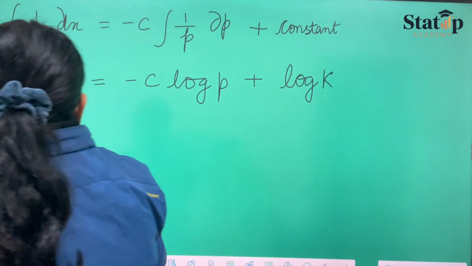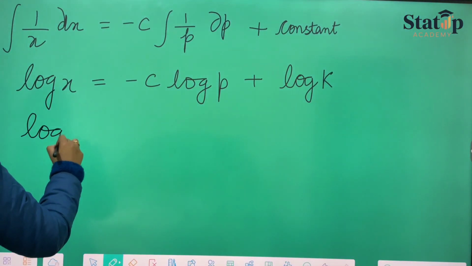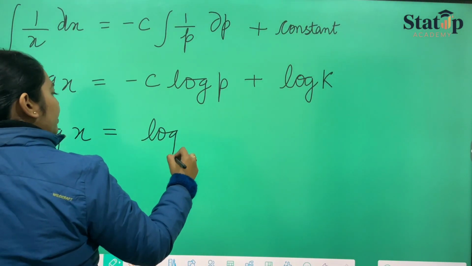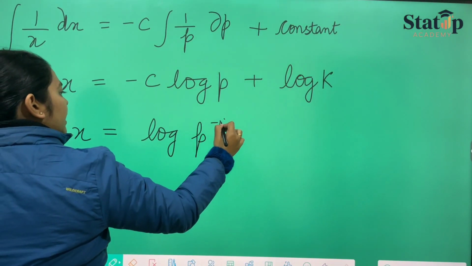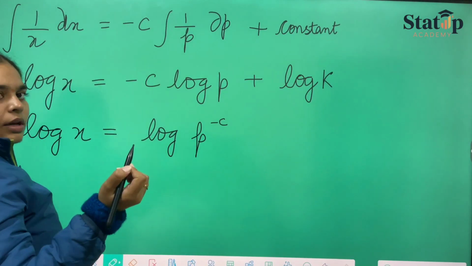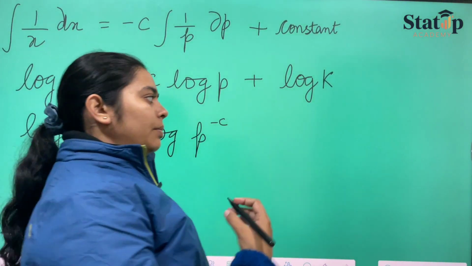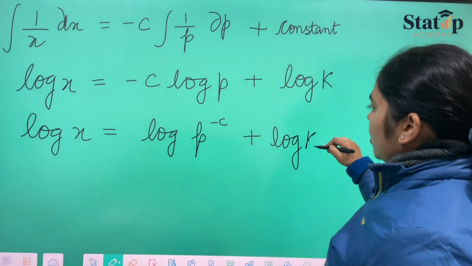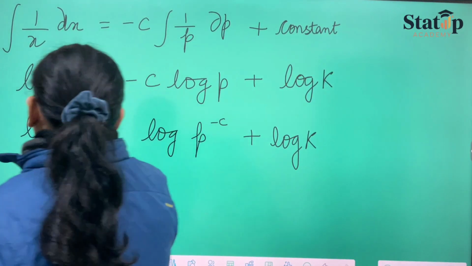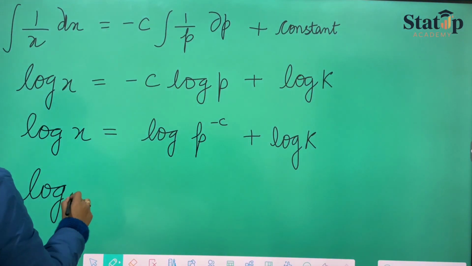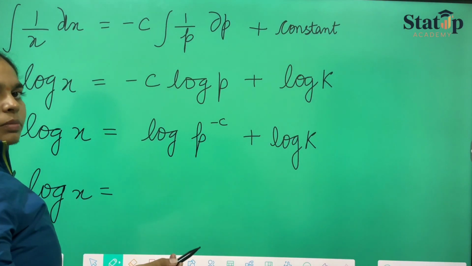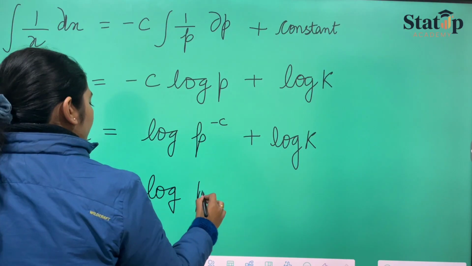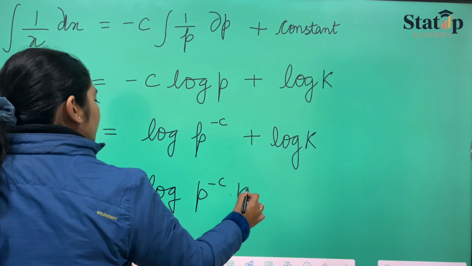Now if we take the log property, we get log of x equals log of p raised to the power minus c plus log of k, since a log b is log b raised to the power a. Now again using the log property, log a plus log b equals log of a into b. So this will be log of p raised to the power minus c into k.